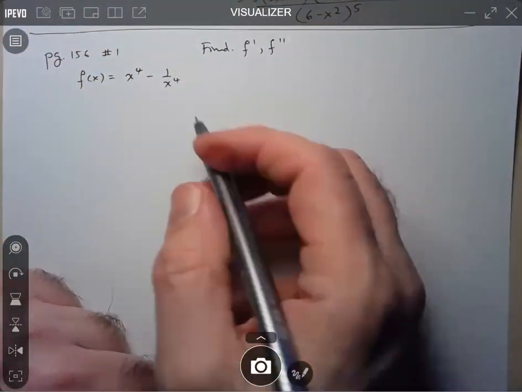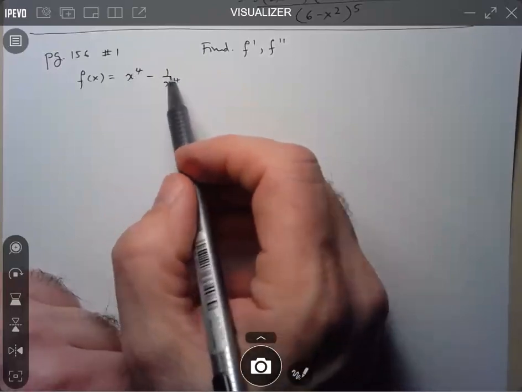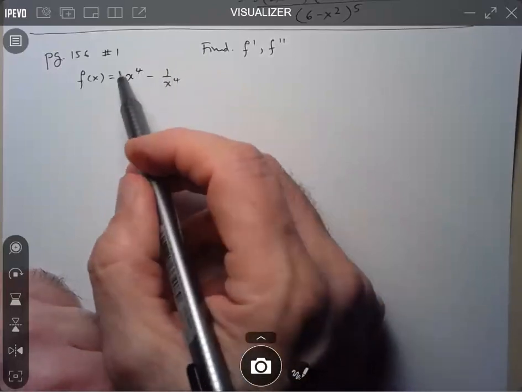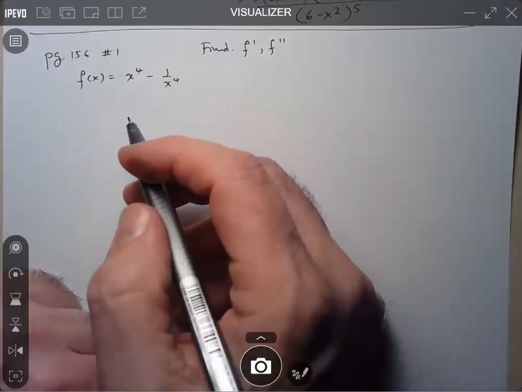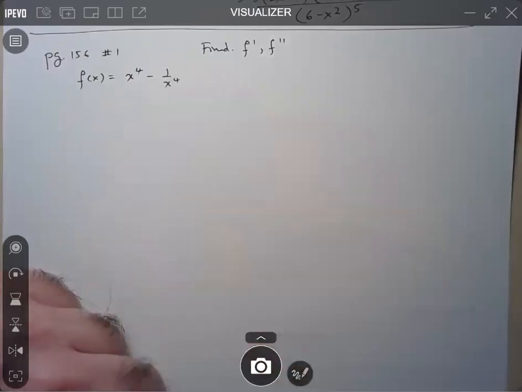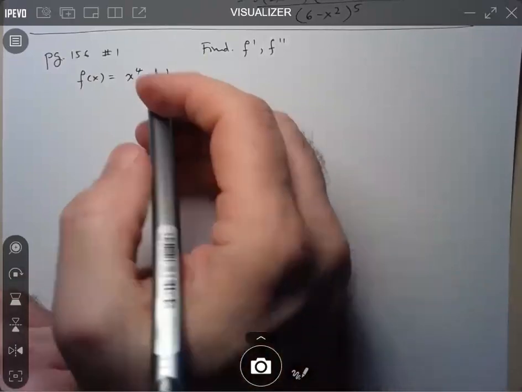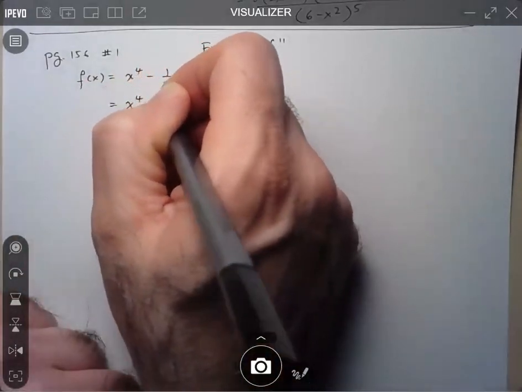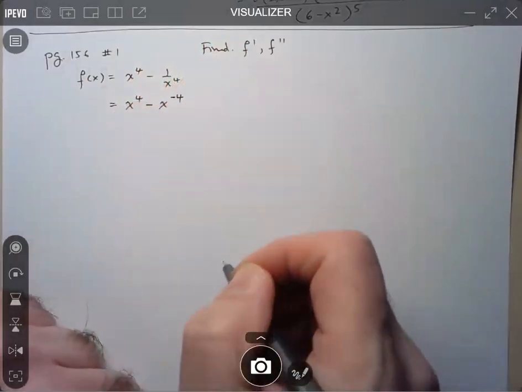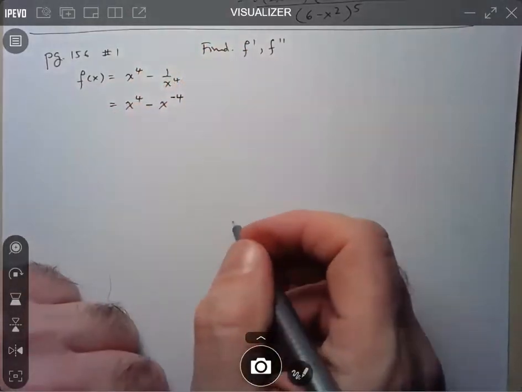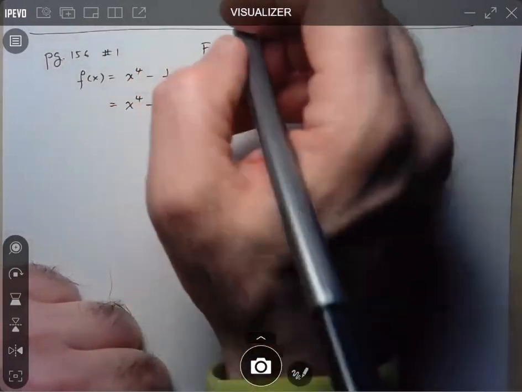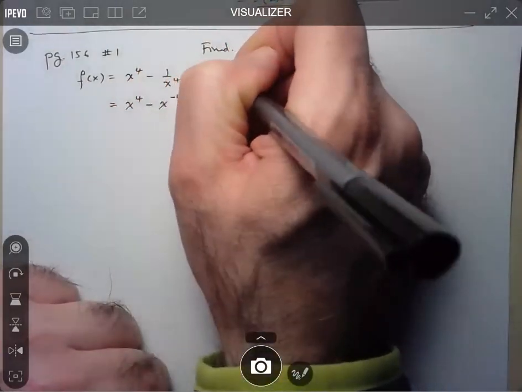So in this case, I could certainly subtract these two expressions, write them as a single fraction, and work with the quotient rule. But I think it's much easier to keep these as individual terms, since they're both just powers of x, and this is much faster to take the derivative. Okay, so let's start with f prime.